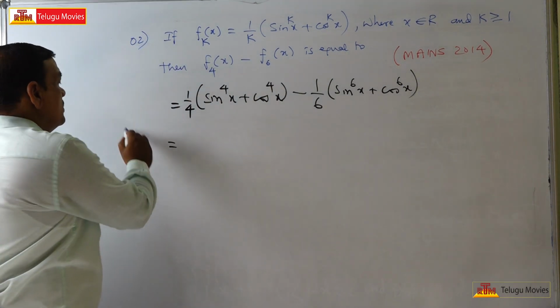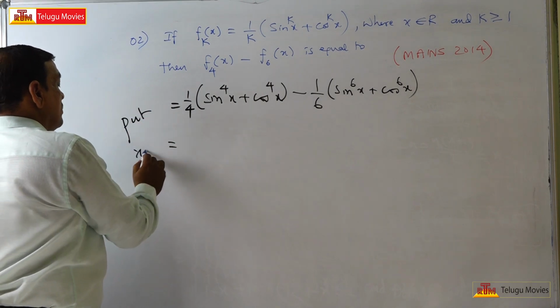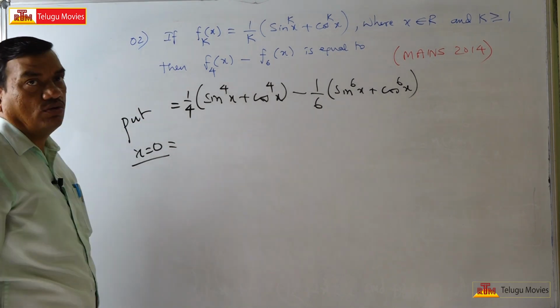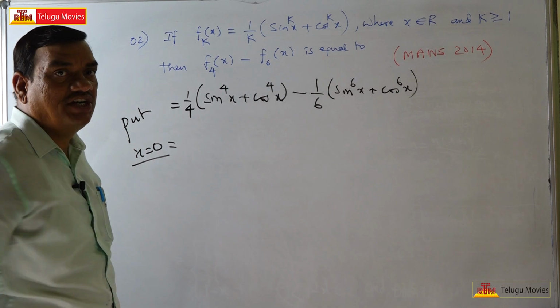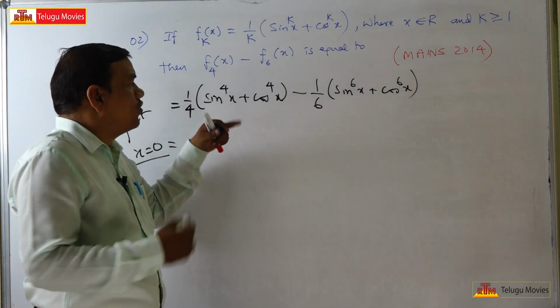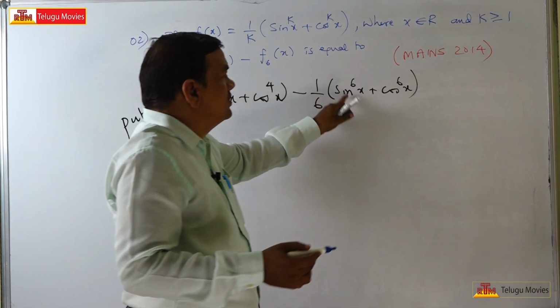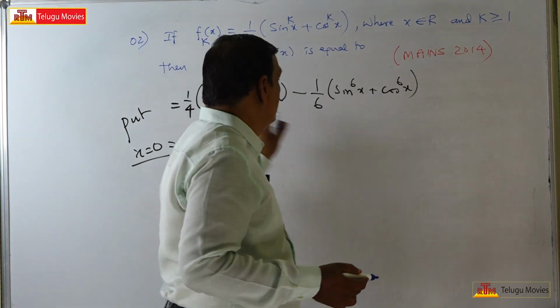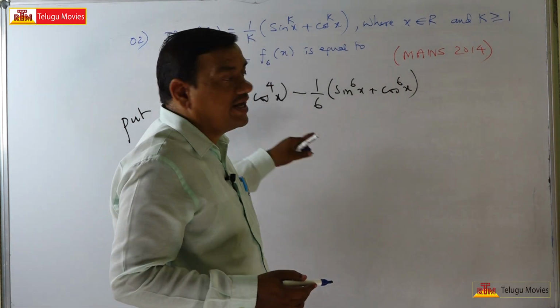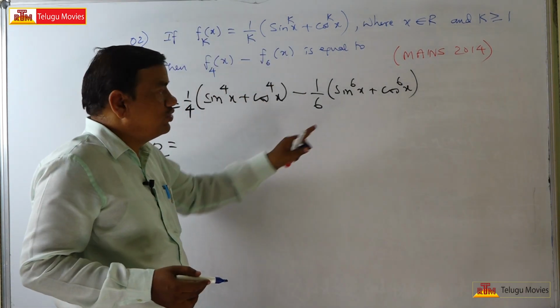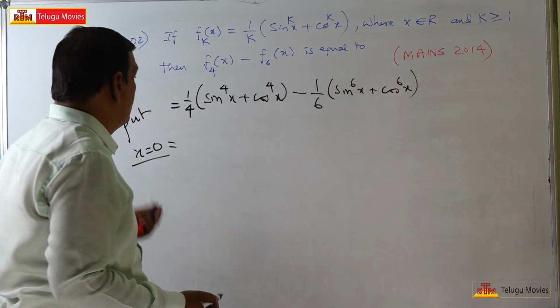No need of simplifying. I am doing one shortcut method. Put x is equal to 0. Why? Because it is an identity. So no need to do sin square whole square, cos square whole square, sin square whole cube, cos square whole cube. This is a square plus b square type, that means a plus b whole square minus 2ab. No need to do that.